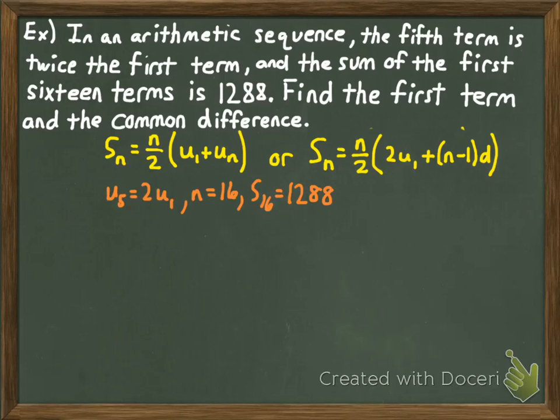All right, so what we can do, though, since we're trying to find the common difference and we're trying to find the first term, is let's use the formula that relates the common difference and the first term together. And let's just substitute everything that we possibly can into that formula. Now, there's nothing we can do with this information yet as far as this formula goes, but we can replace s sub n with 1288.